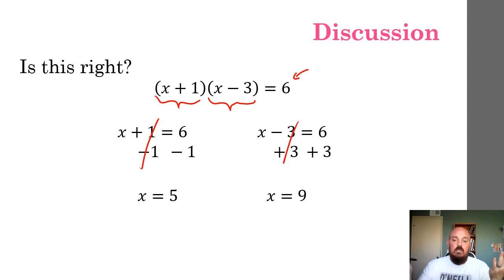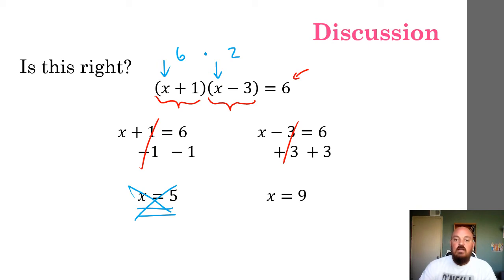Now, let's check. If we want to see if they're the right answer, let's try plugging one of those numbers in. So I'm going to take x equals 5. I'm going to substitute 5 for each x, and we're going to see if it ends up equaling 6. The first one, if I put in a 5 for that x, I get 5 plus 1, which would be 6. And for the second one, I get 5 minus 3, that would be 2. So what we're really saying is 6 times 2, and 6 times 2 doesn't equal 6, it equals 12. So that answer is wrong.